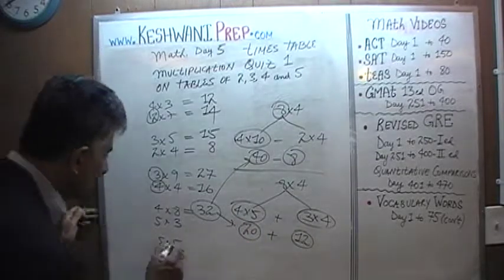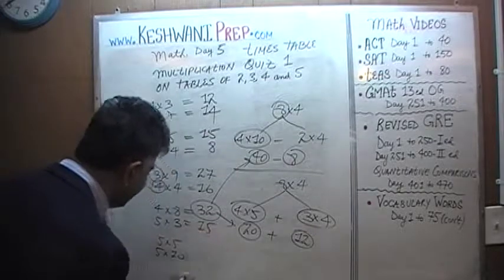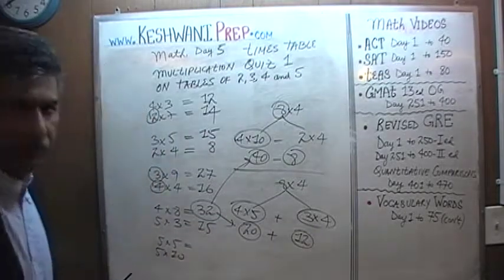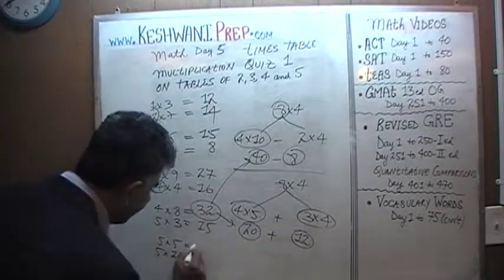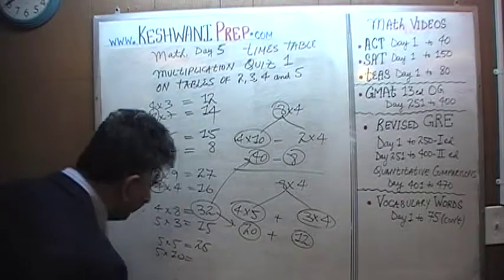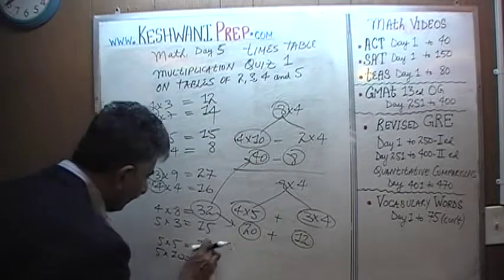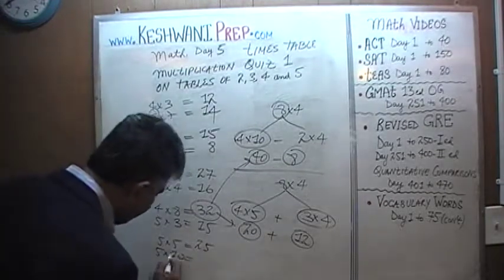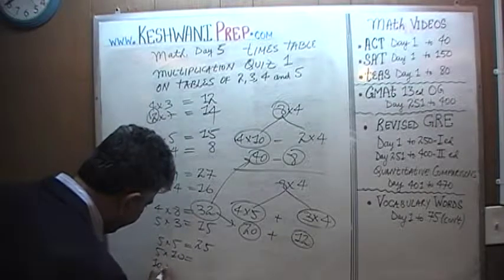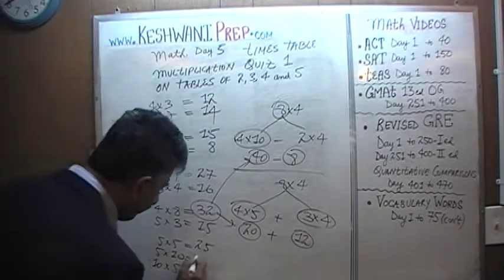Let's continue. 3 fives are 15. How about 5 fives? If 3 fives are 15, 5 fives is going to be 10 more, which is 25. And the last one is very easy. Because it's 5 times 10, 5 tens is the same as 10 fives. If you have 10 fives, that's 50.